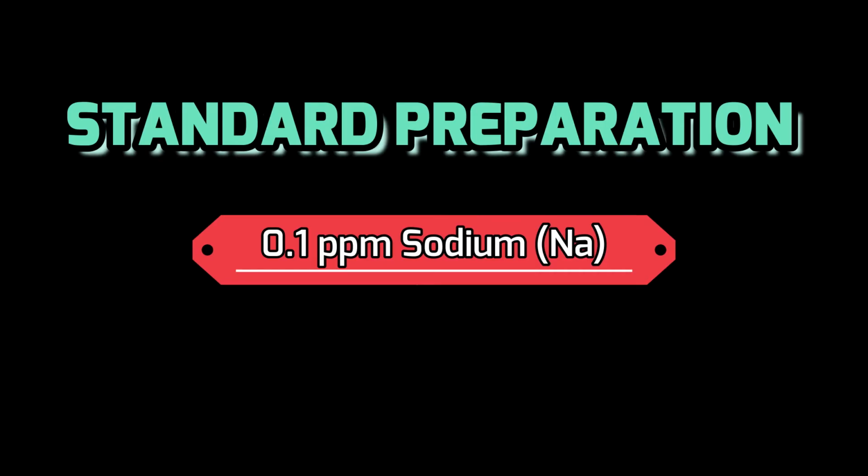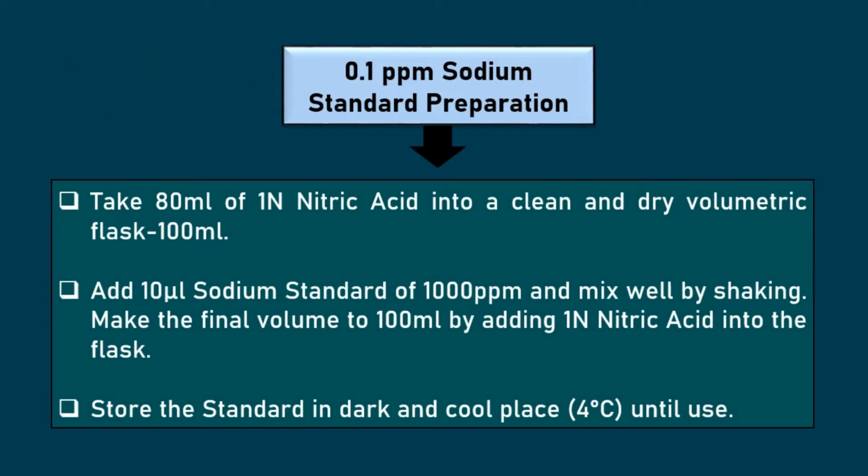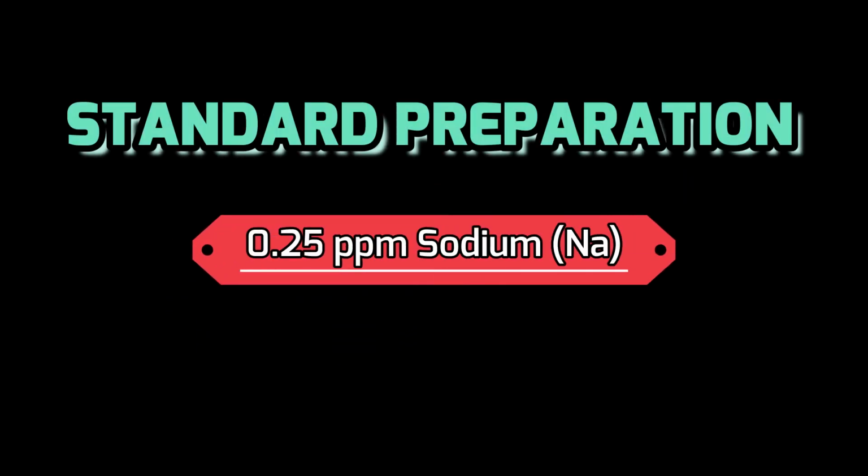Now we will prepare 0.1 ppm sodium standard. Take 80 ml of diluent into a 100 ml volumetric flask. Add 10 microliter sodium standard of 1000 ppm. Add enough diluent to make the final volume of 100 ml.